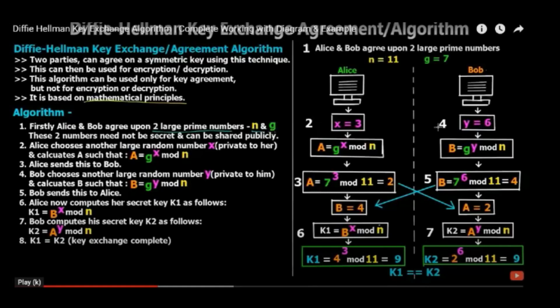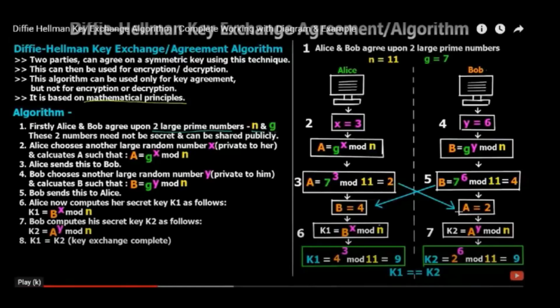The same thing I'm going to do at the other end. So G to the power of Y, not X. I'm using Y. So the Y value is 6 here. G is 7, so 7 to the power of 6, which means 7 into 7 into 7 into 7, 6 times. Mod 11. I'm dividing that by 11 and I'm getting the value 4. So this is a remainder. This is going to be B.